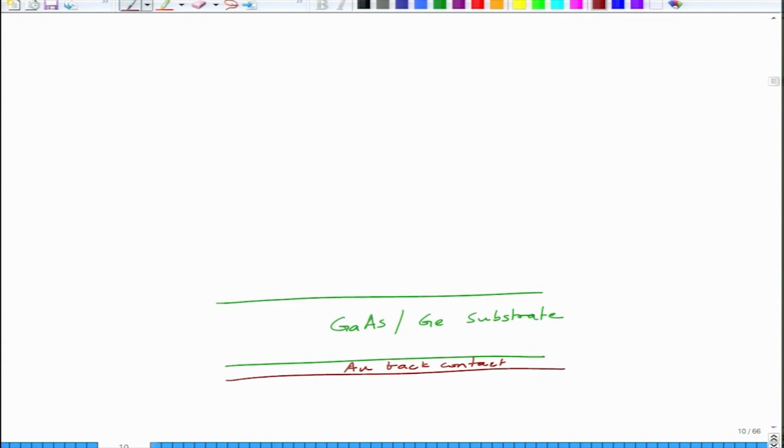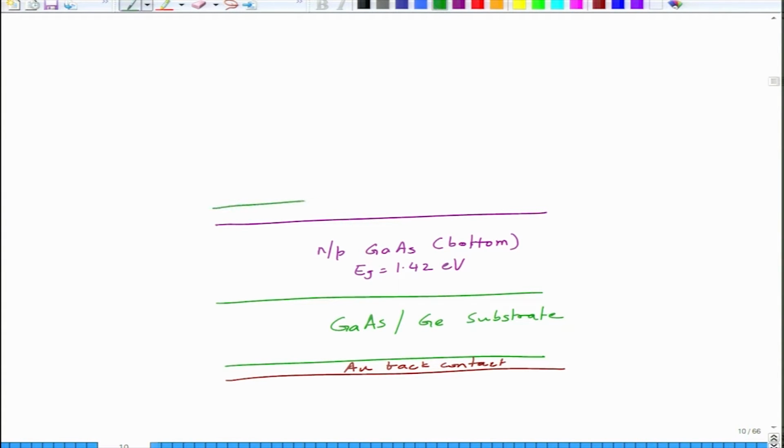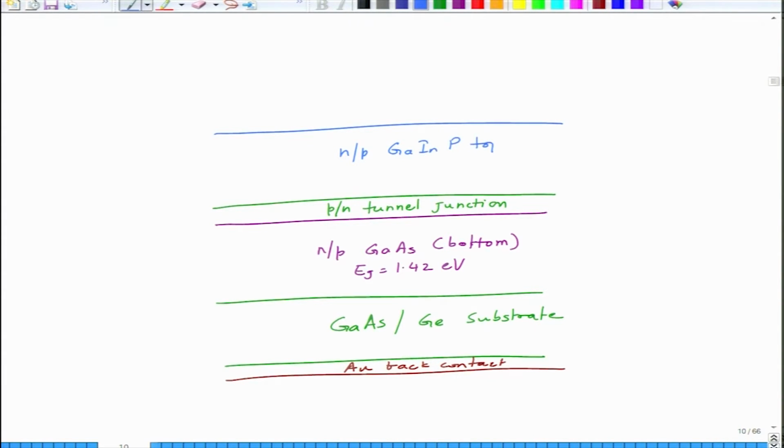and then on the top we have an NP gallium arsenide bottom cell, the cell at the bottom, and this has a band gap of 1.42 eV. Then we have a PN tunnel junction, and then we have another top cell. So we have a top cell which is NP, let us say gallium indium phosphide, and this has a band gap of 1.85 eV, and then we put anti-reflection coating on top, and we put electrodes.